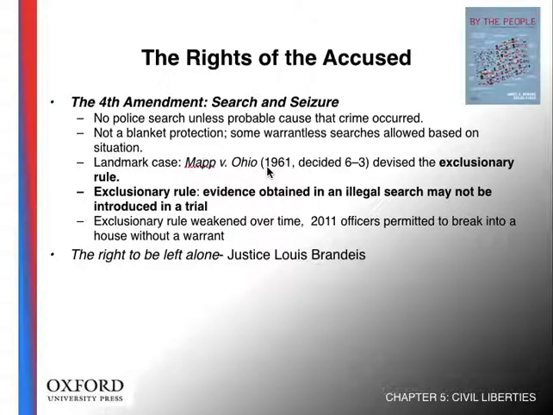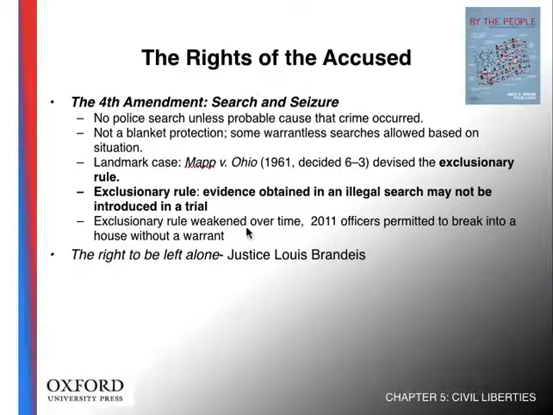Mapp v. Ohio. This was a woman whose house was searched. They thought she was holding a fugitive. They went in, didn't find a fugitive, but found some pornographic magazines, which apparently at that time in Ohio was illegal. And so they were able to arrest her for holding pornographic material. She fought the case and basically said, hey, you didn't have a proper search, you didn't have a proper warrant. And so this created what is called the exclusionary rule, which means that evidence obtained in an illegal search may not be introduced in a trial.